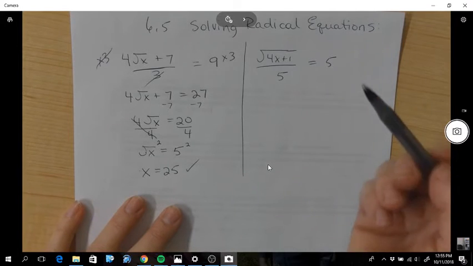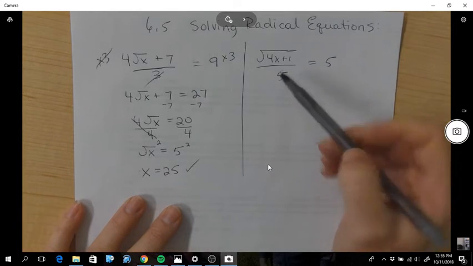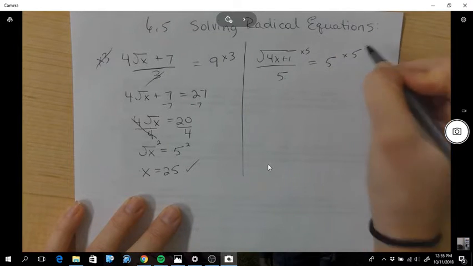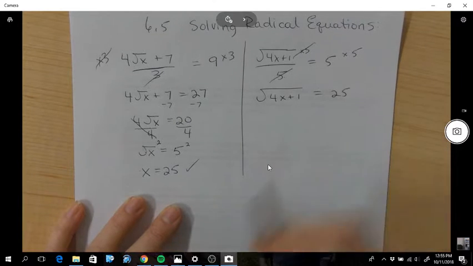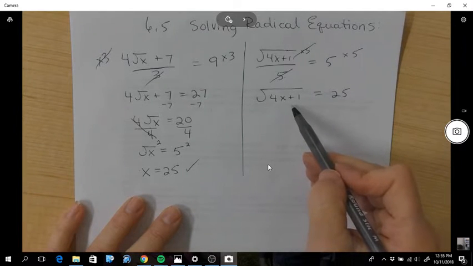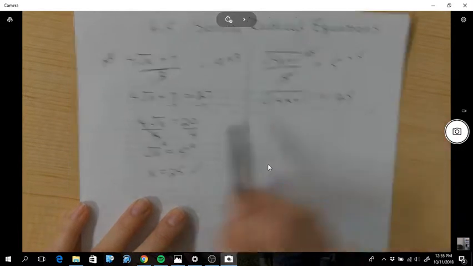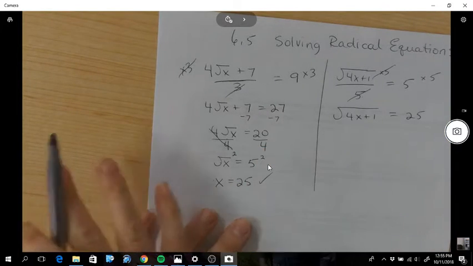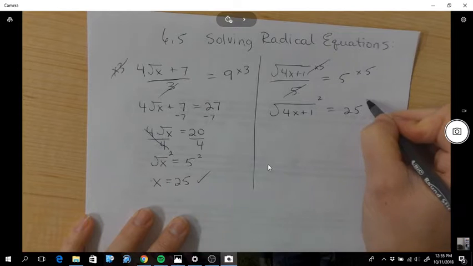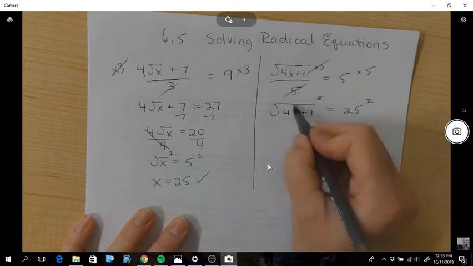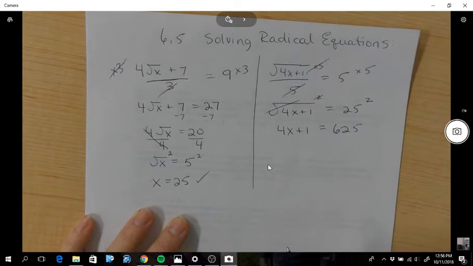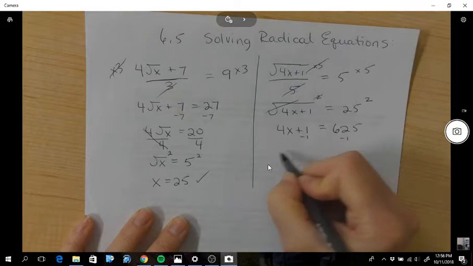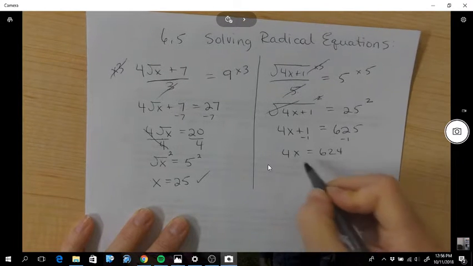Okay, so in this example, first thing I'm going to get rid of is the division by 5. So times both sides by 5. I get root 4x plus 1 equals 25. Now everything in here is under the radical, so I have to actually get rid of the radical next. Versus here, do you see I get rid of that first because it's separated from the radical. So if I square both sides, that cancels and I get what's under the root and 625. Now I can get rid of the 1 and then I can divide by 4.